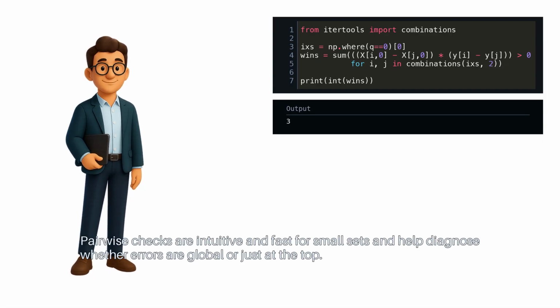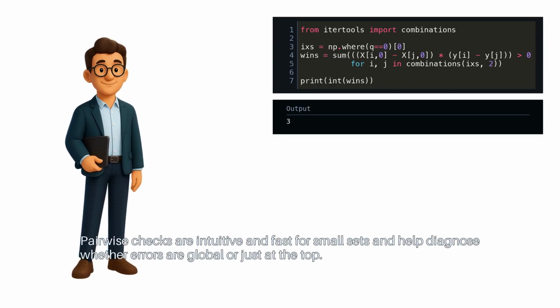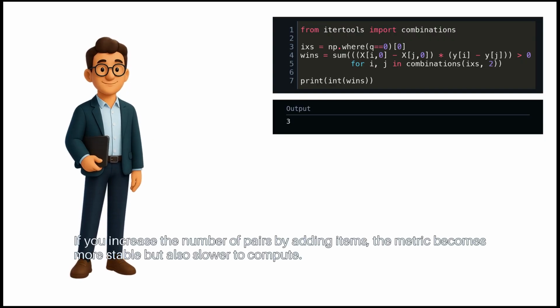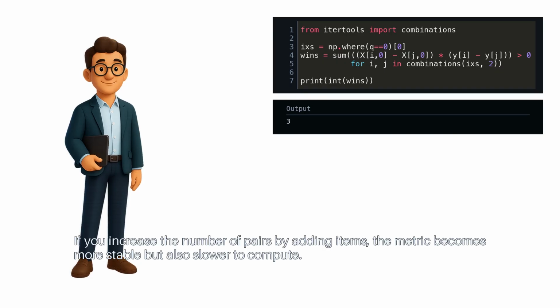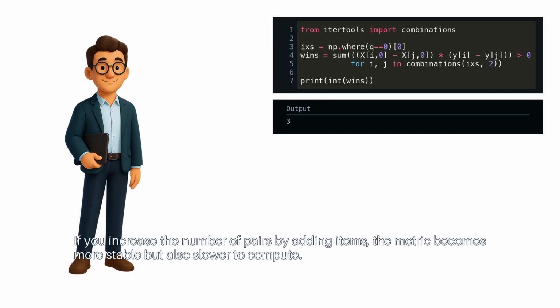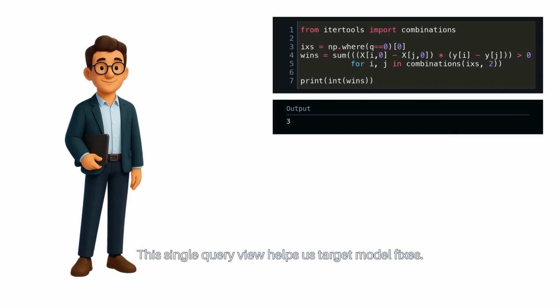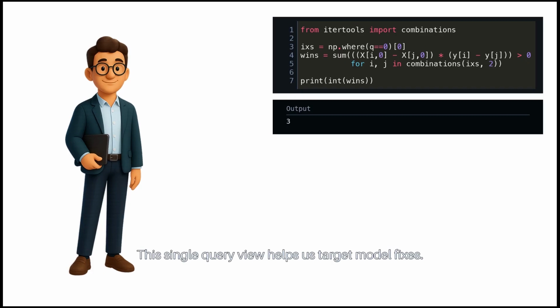Pairwise checks are intuitive and fast for small sets and help diagnose whether errors are global or just at the top. If you increase the number of pairs by adding items, the metric becomes more stable, but also slower to compute. This single query view helps us target model fixes.